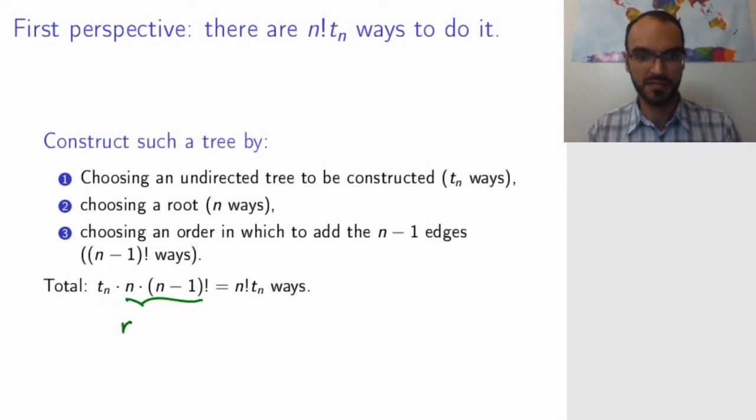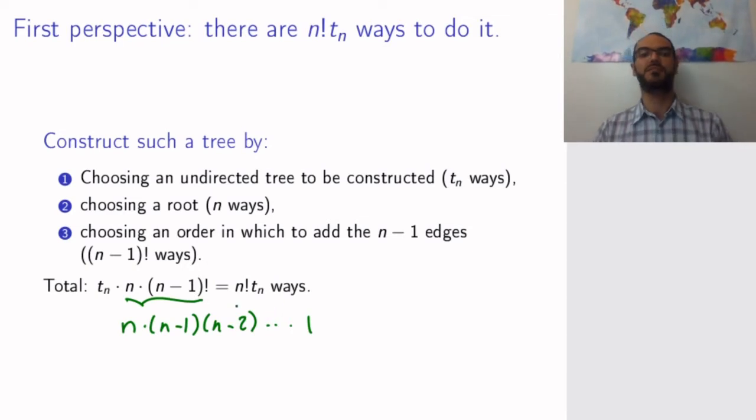So n times n minus 1 factorial, this is n times n minus 1 times n minus 2 down to 1, and I get n factorial times Tn. So this shows that there are n factorial times Tn ways to place edges so that I obtain a rooted directed tree from n labeled vertices. And that is our first way to count these construction ways.